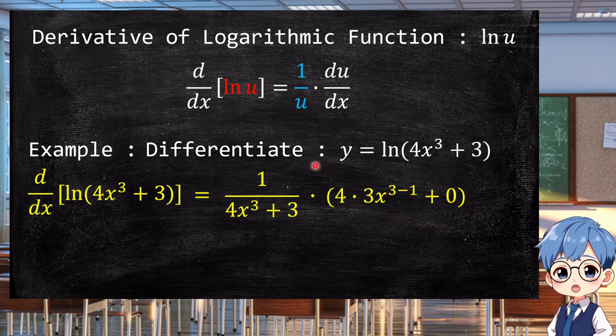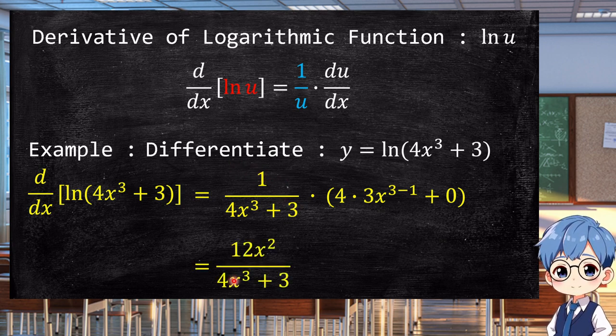Then multiply it to the numerator here so that we can simplify further. So we will get 12x squared all over 4x cubed plus 3. And this is already the final answer.